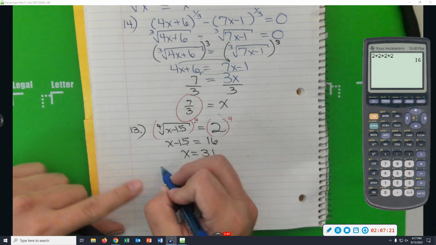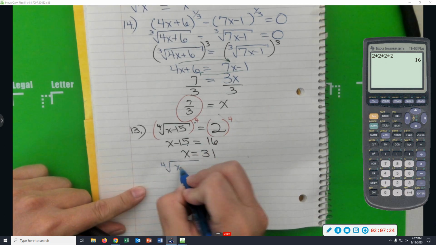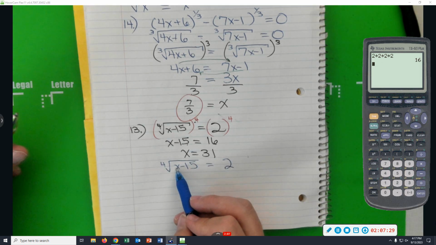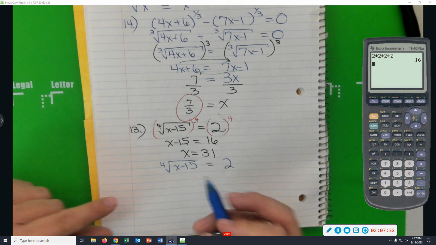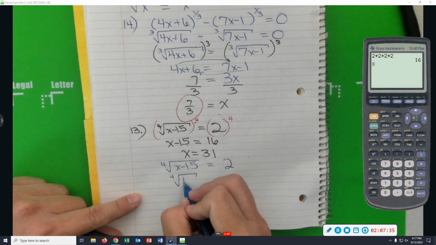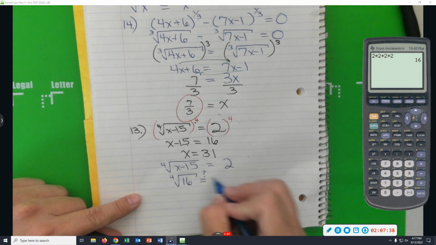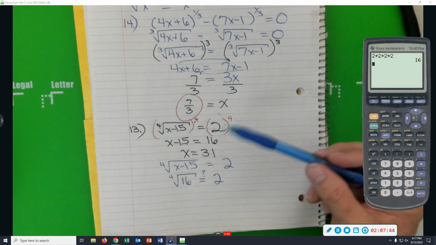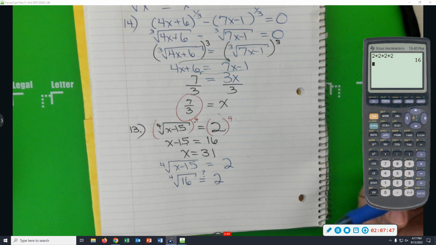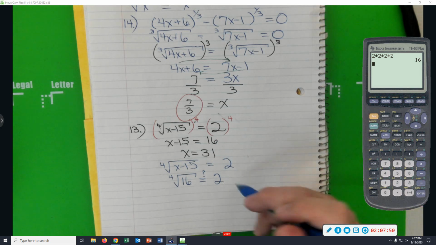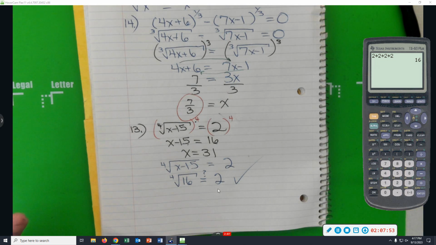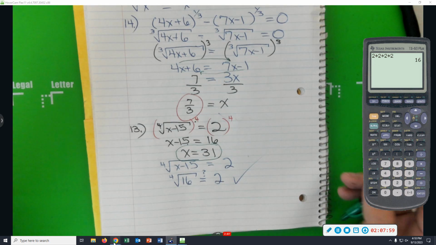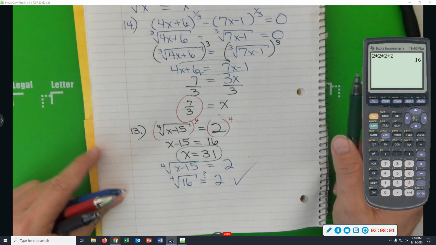That's real painless. We already had that isolated form. Plug in the 31. 31 minus 15, that's 16. Does the 4th root of 16 equal 2? That's the question. What number can you raise to the 4th power to give you 16? Is it 2? Yeah. So 31 checks. So 13, 14, it ends on a light note. It's been sort of a heavy class meeting.